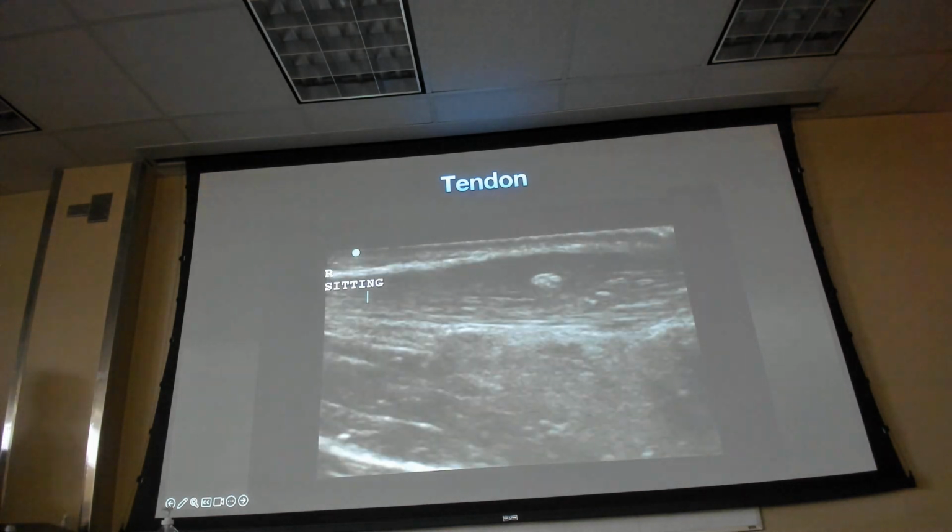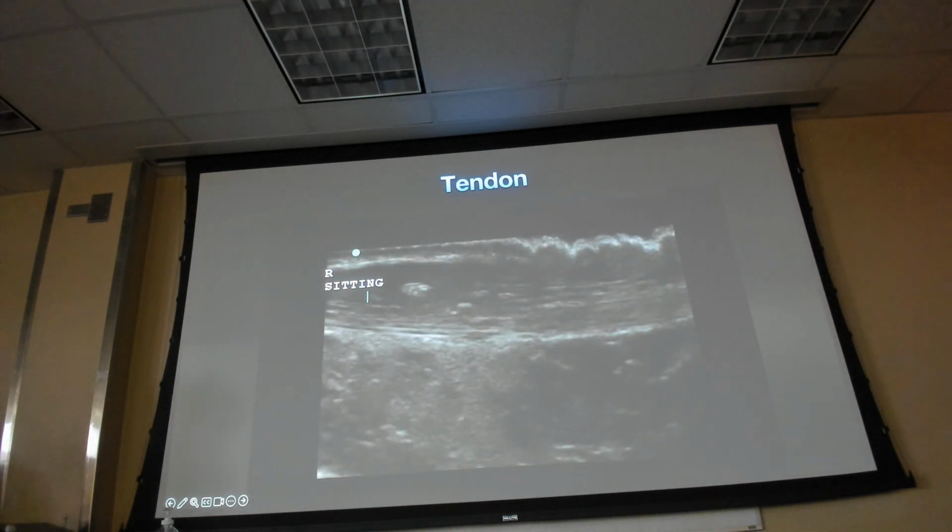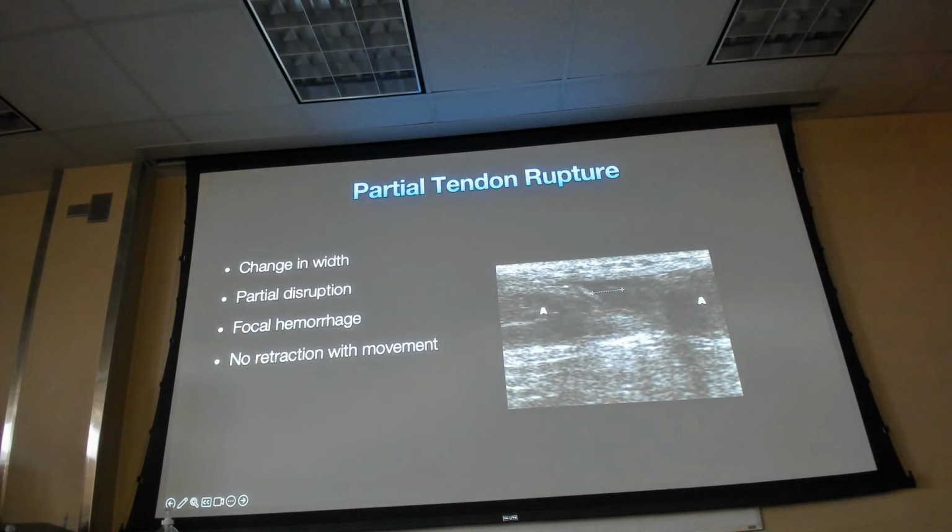So this is a chronic tendinitis in which there's actually fluid collection, and this is an older person to the point where there's actually calcifications, which appeared like gravel, so whoever said that was awesome, but they're calcifications from chronic swelling and just inflammatory changes, which happens. So when we are trying to detect or diagnose partial tendon ruptures, we're looking for a change in width, maybe a focal hemorrhage or fluid collection, or the lack of retraction with movement.